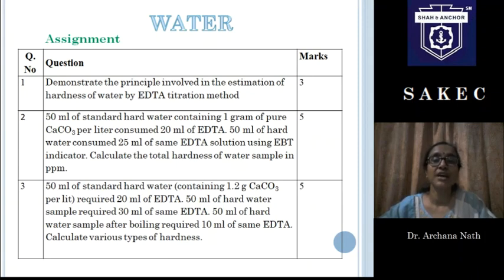Write the principle involved in the estimation of hardness by the EDTA titration method. Mostly we can have this type of question for 3 marks. Sometimes it may also come as a 5 marks question, and then you have to elaborate the whole titration method and its calculation. And here are two numericals for you to solve. Calculate total hardness and permanent hardness for these two numericals given.